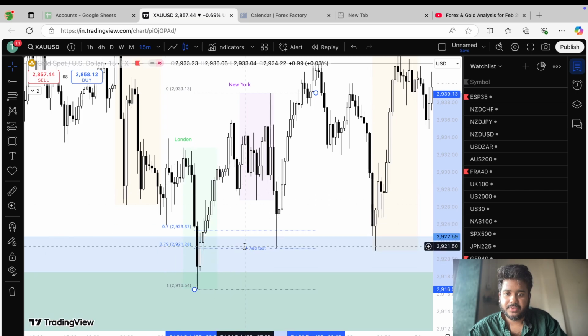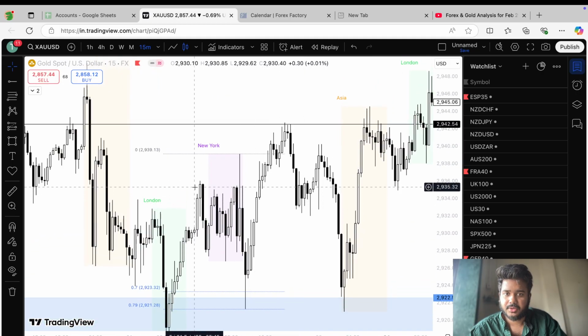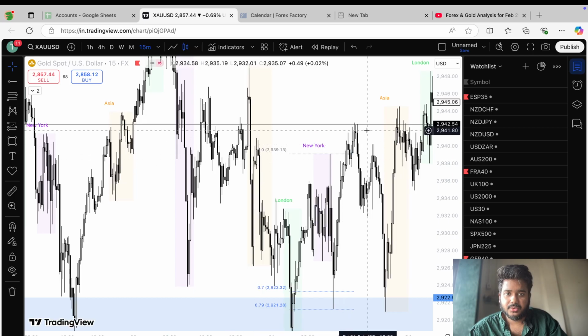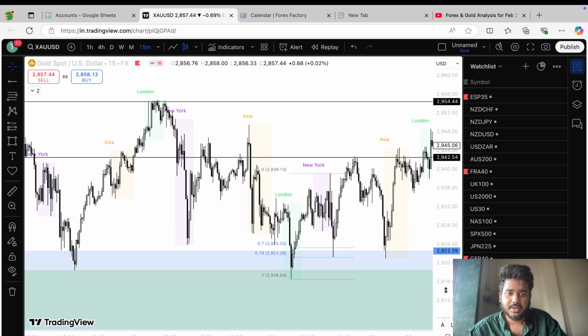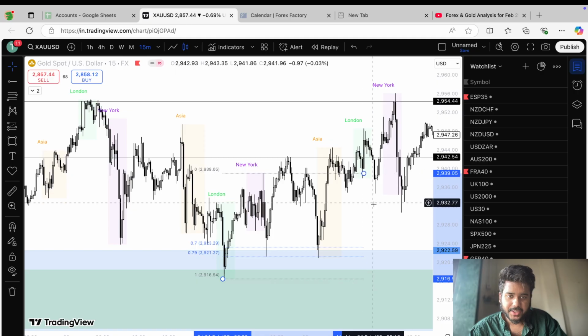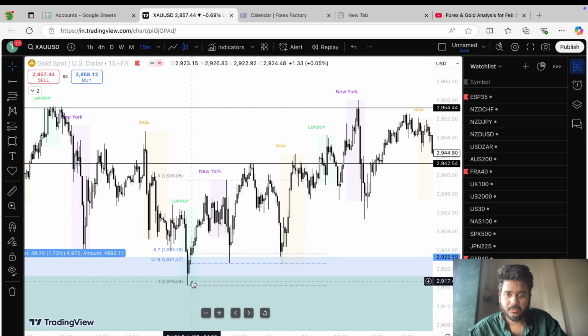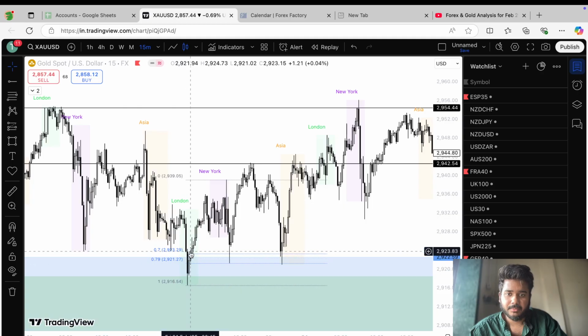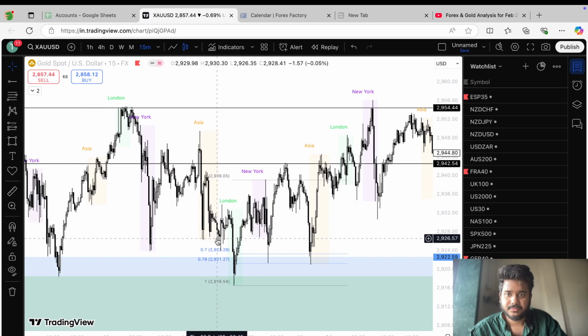What is it? 0.79 Fibonacci retracement level. We tapped into this just a bit after New York, and we took out this high over here. Later on, if we extend it out, Asia went lower again, but the London low was protected. The order block supported, the demand zone supported price with the fair value gap or the imbalance, whatever you want to call it. And we had some liquidity over here. If you look at this, the liquidity was the drop.